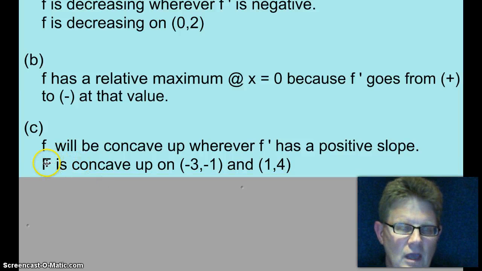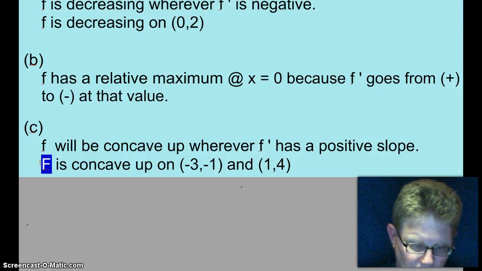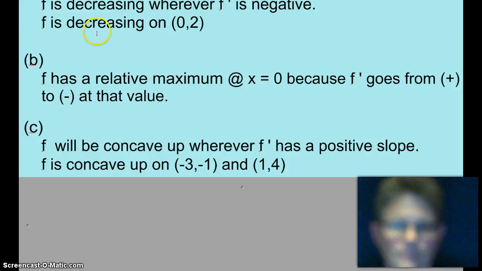F is concave up on negative 3, 1. Sorry, negative 3, negative 1, got distracted there by having the wrong f. And it's also concave up on 1 to 4.